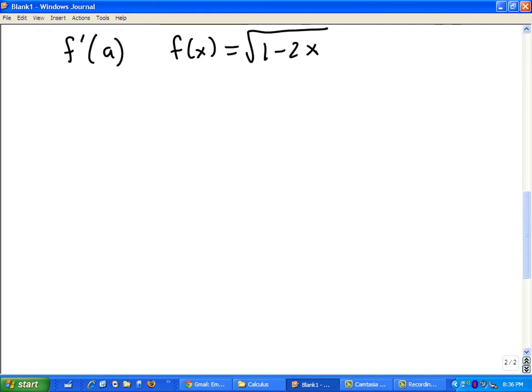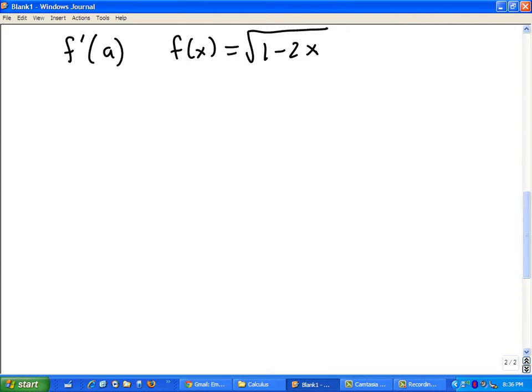So let's suppose that we wanted to calculate the derivative of f at a again. This time they're not telling us what a is, but f of x is something nasty like the square root of 1 minus 2x. Well, how do we do that? Well, we write down the definition of what f prime at a means.